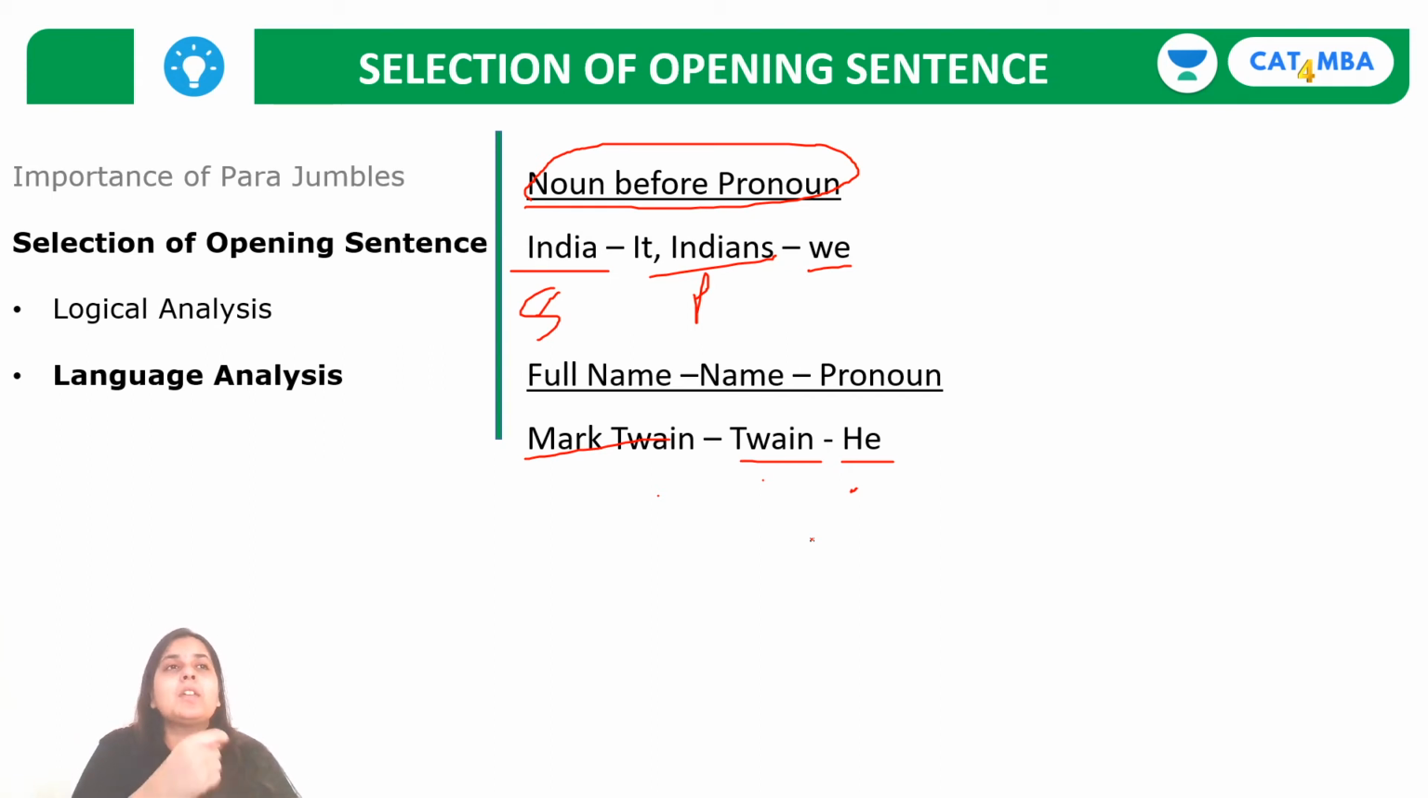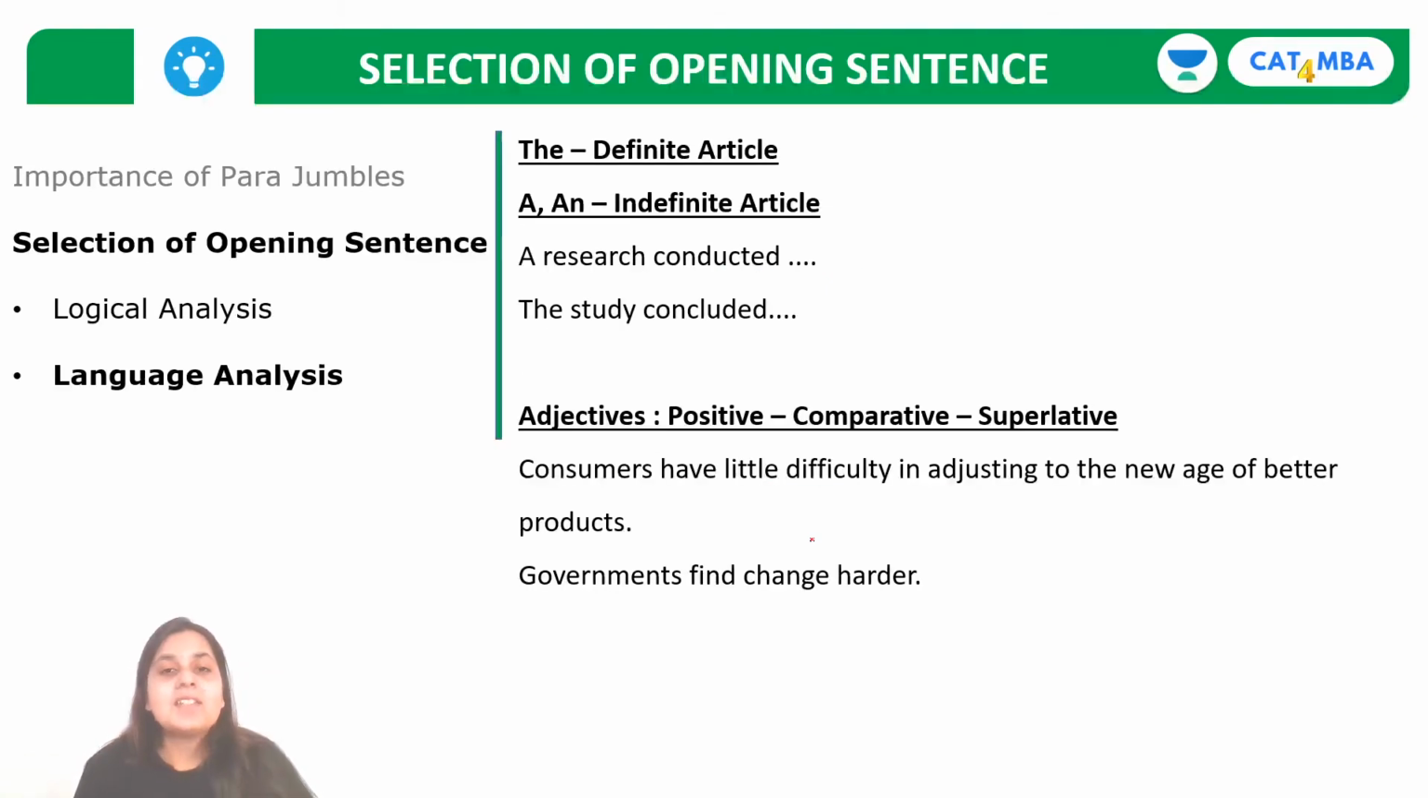So I don't want to write Mark Twain, Mark Twain, Mark Twain again and again. Then I'll start using Twain. Then I'll start using he. These are all the normal ways in which we write articles. I'm sure you guys have also written essays and reports in your school and college days. Now these two points that I'm sharing with you here are very important.